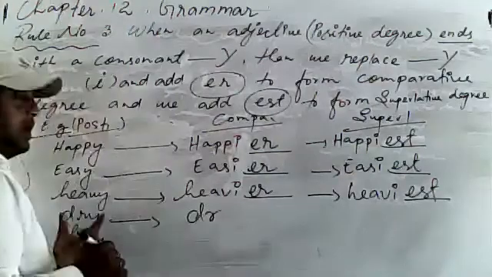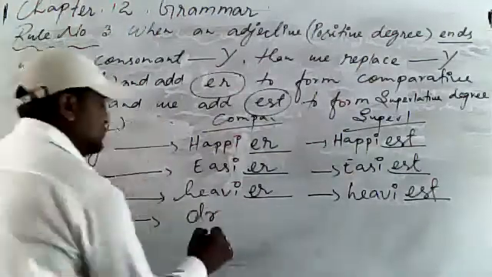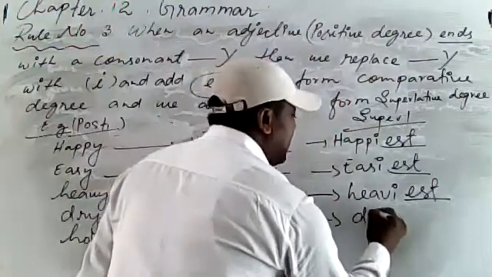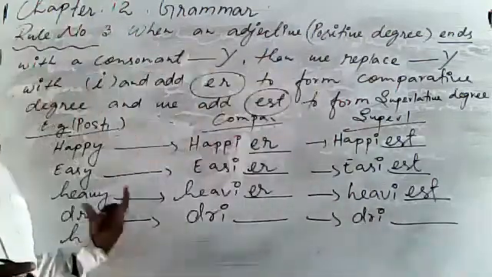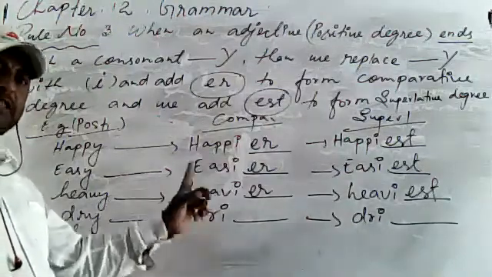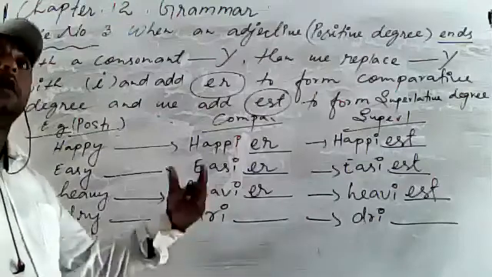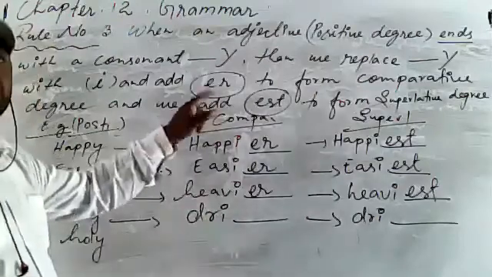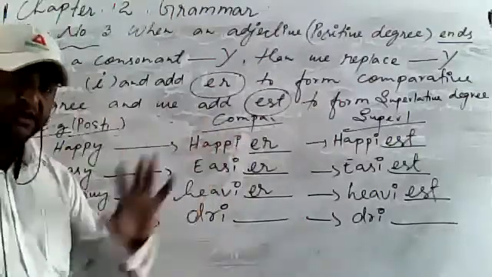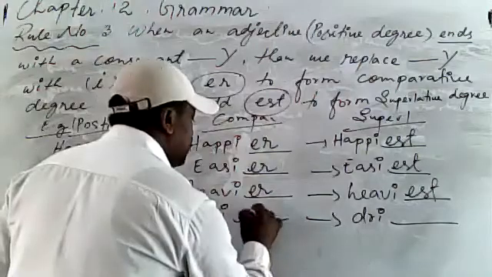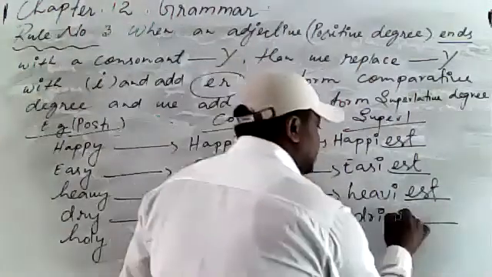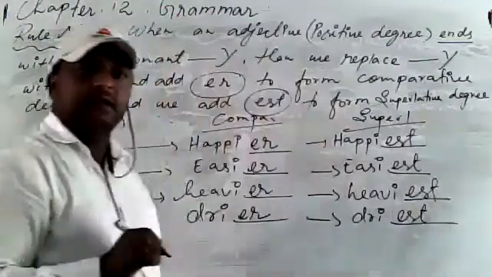Dry, D-R. In place of Y, I am going to replace it with I dash. Next is D-R-I dash. Same thing. This positive degree ending with Y, I have replaced Y with I. Now I'm going to add ER to form it into a comparative degree. So I'm going to use here ER. Dry, drier. Next, driest, EST.